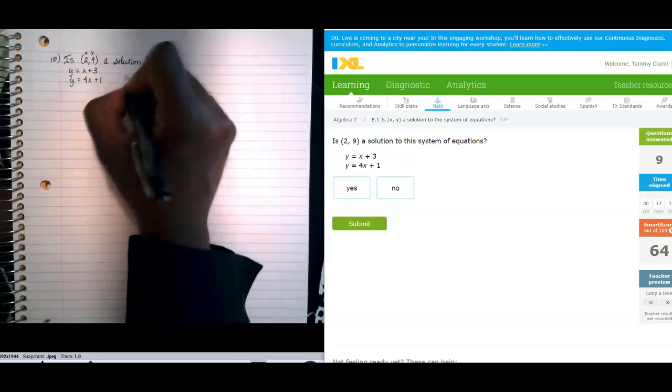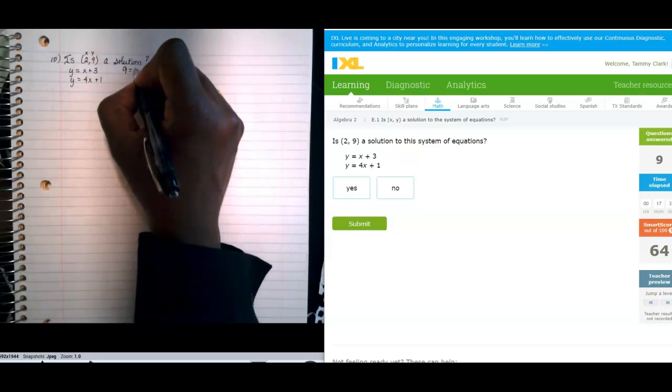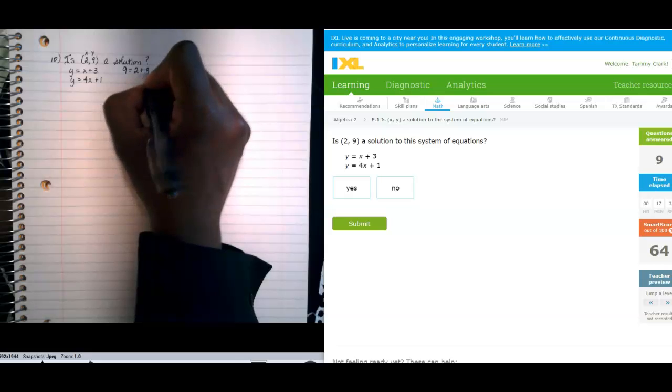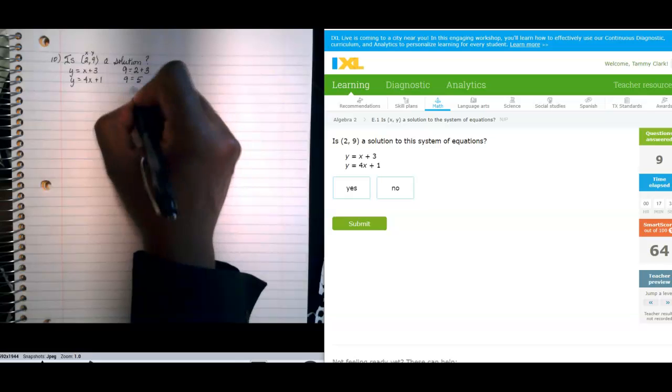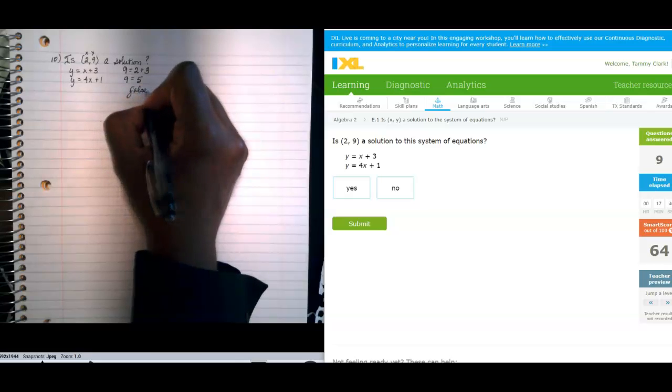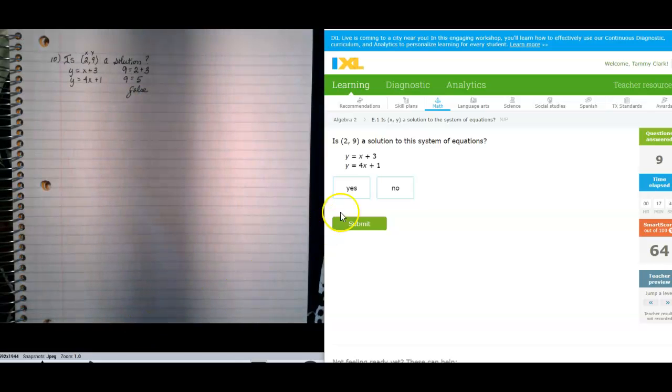Is ordered pair (2, 9) a solution to the system of equations? And we're just basically doing the same thing over again. We're putting 9 is equal to 2 plus 3. Well, 2 plus 3 is 5. That's false. So when the first answer is false, there's no need to test the second answer because one of the answers is false. So no, ordered pair (2, 9) is not a solution.